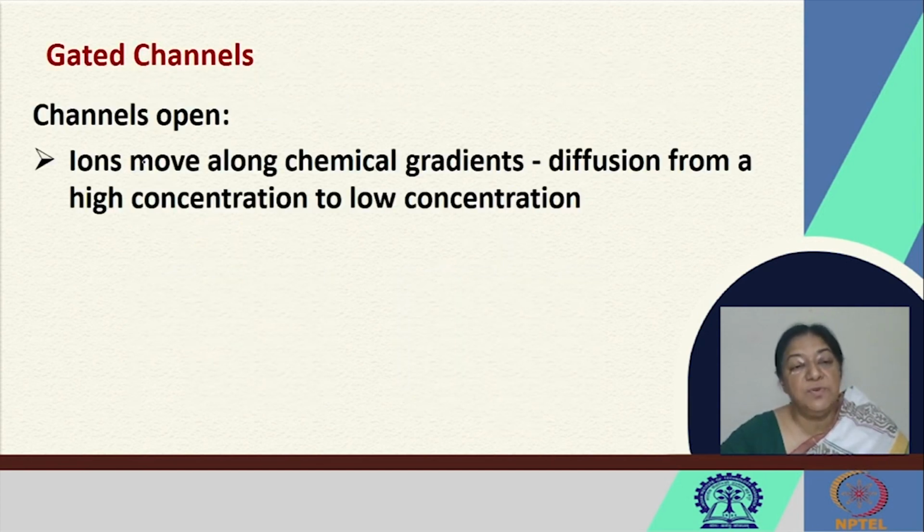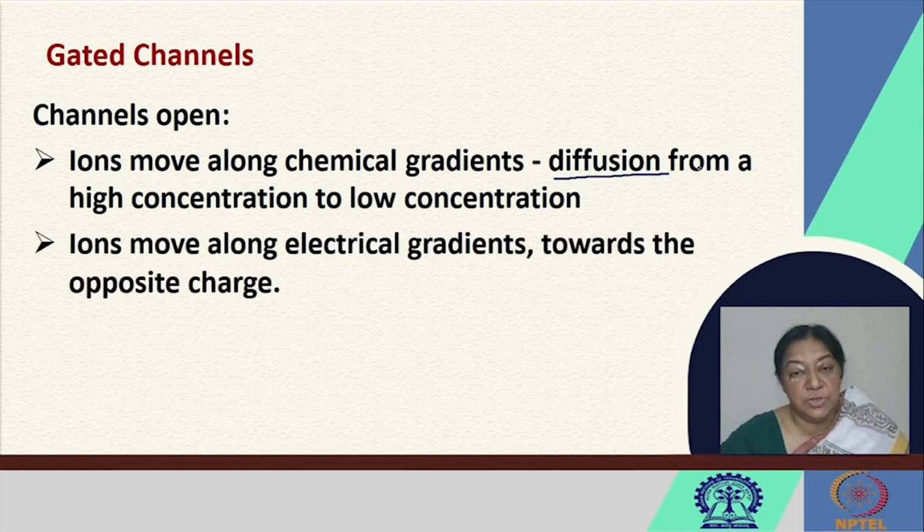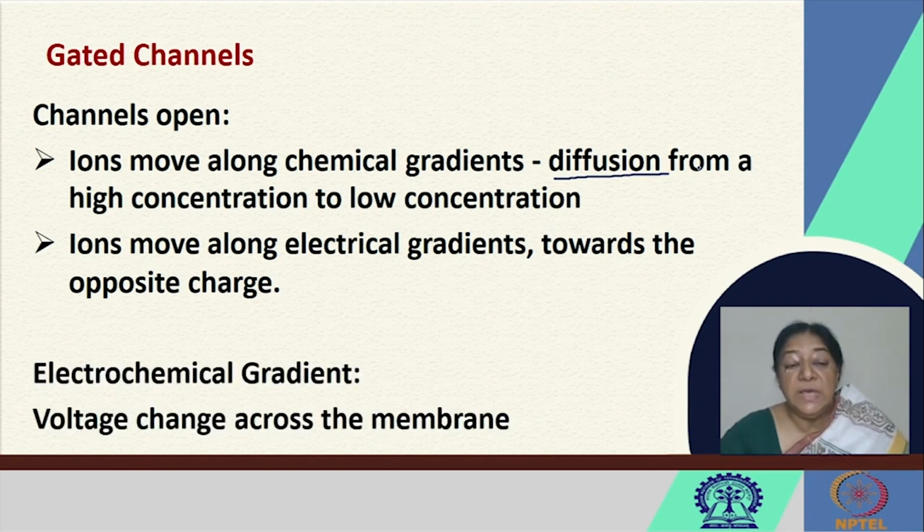So with the gated channels, we have the channels open. The ions therefore can move along chemical gradients, and the diffusion process will occur from a high concentration to a low concentration. The ions can also move along electrical gradients, and as would be expected, they would move towards the opposite charge. Then we can have an electrochemical gradient due to the voltage change across the membrane.